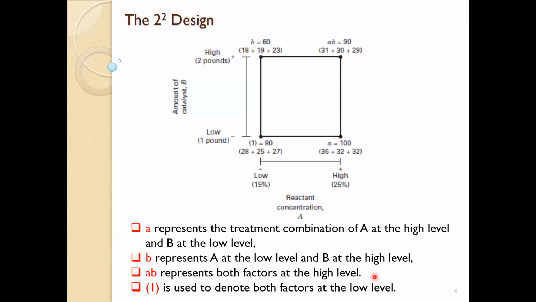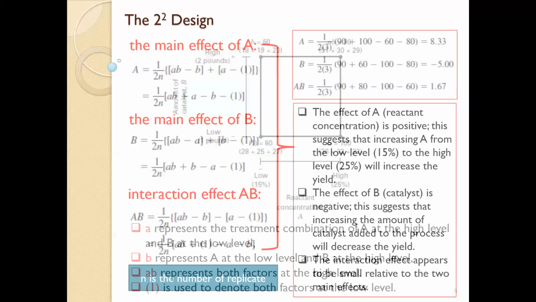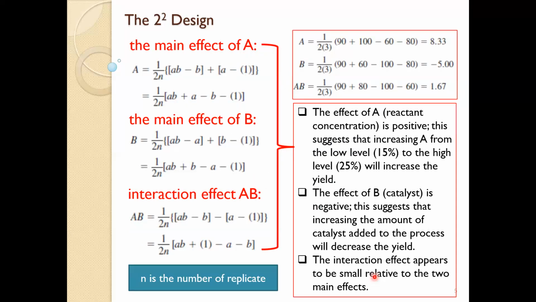And also we can calculate the effects: effect A, effect B, and effect of AB. The effect of A equals 1 divided by 2n, where n is the number of replicates, times ab minus b plus a minus 1. For that, we substitute n is 3.